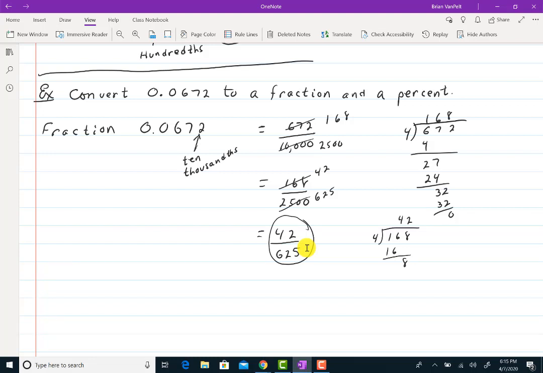Check with your instructor what format they want you to leave the answer in. Now, for the percent, that's a lot easier. I'm going to take my 0.0672. Remember, when you're going from a decimal to a percent, you go to the right 2 places. So I'm going to get 6.72%.